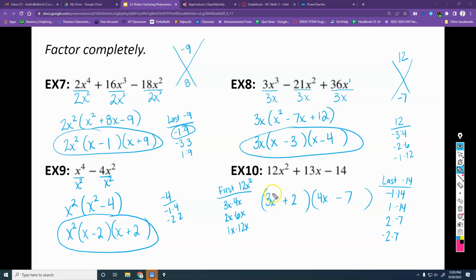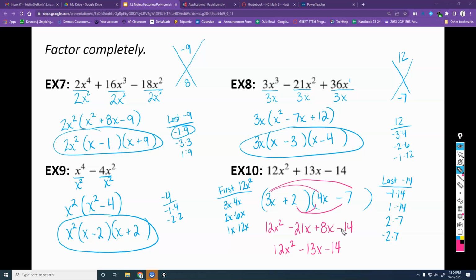So if I check this, that gives me 12x squared. That's good. I got minus 21x. I've got plus 8x. And I've got minus 14. So this would be 12x squared minus 13x minus 14. Is that what I'm looking for? It is not. But, is it close? It's really close because I just want a positive 13 instead of that negative 13. So this is an easy fix.